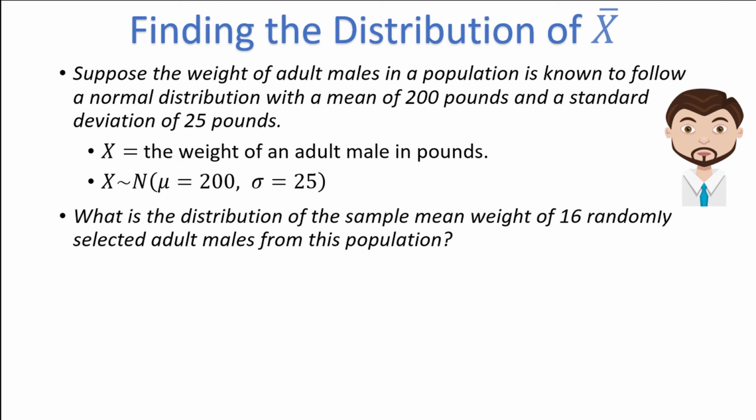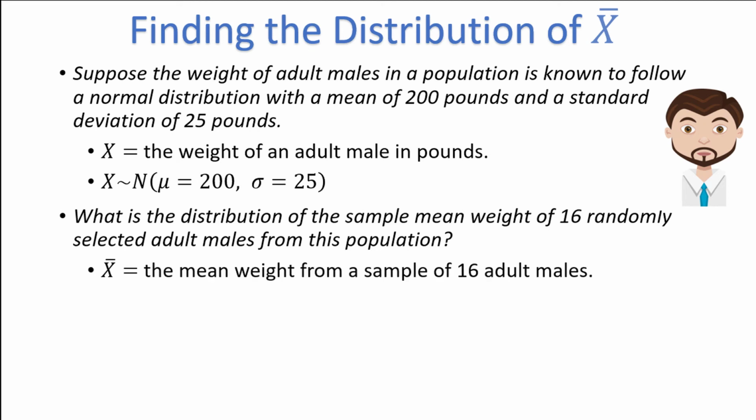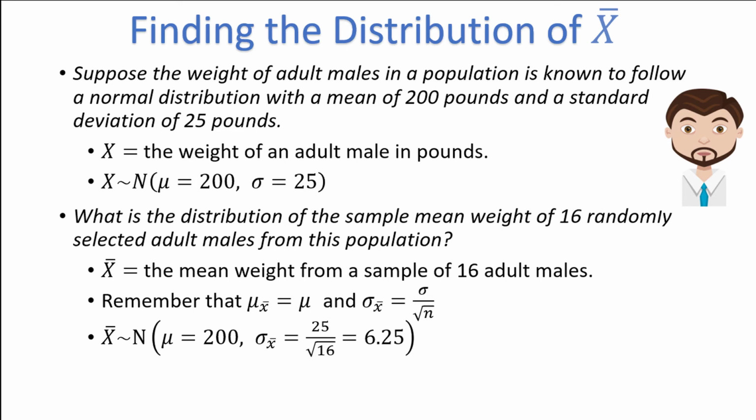Well, if we let x bar represent the mean weight for a sample of 16 adult males, and we remember that the mean of the sampling distribution is the same as the mean of the initial distribution, and the standard deviation of the sampling distribution is the standard deviation of the initial distribution divided by the square root of n, we know that x bar is normally distributed with a mean of 200 and a standard deviation of not 25, but 25 divided by the square root of n, which is the square root of 16, and simplifies to 6.25.